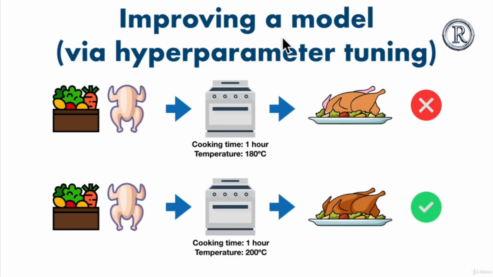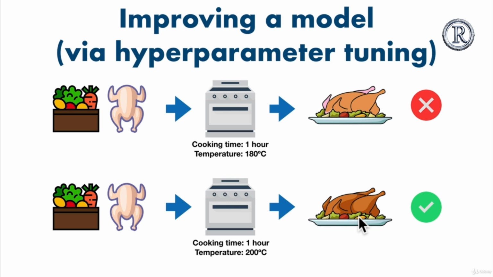Improving a model via hyperparameter tuning. So if we imagine this food source here as our data, and what we want a machine learning model to do is figure out the patterns that it can use to make our favorite dish. If you're cooking your favorite dish, if this is you cooking here, not a machine learning model, what you might find is that if you put the oven on for 1 hour at 180 degrees, your favorite dish, the roast chicken dish, doesn't come out exactly how you want it. But after a little bit of practice, after a little bit of trial and error, you find that if you cook it 1 hour at 200 degrees, your dish comes out exactly how you want it.